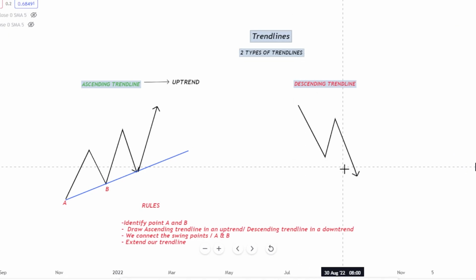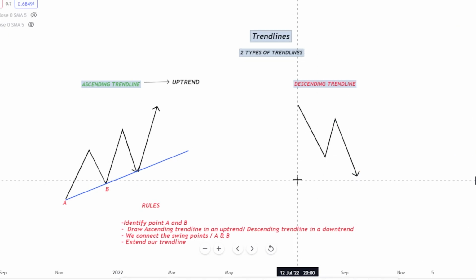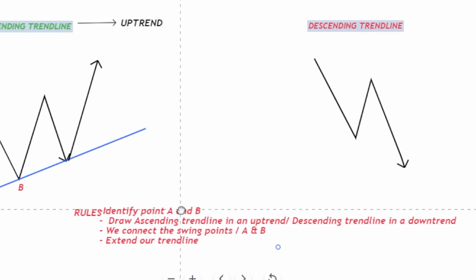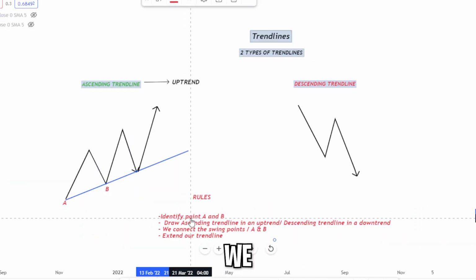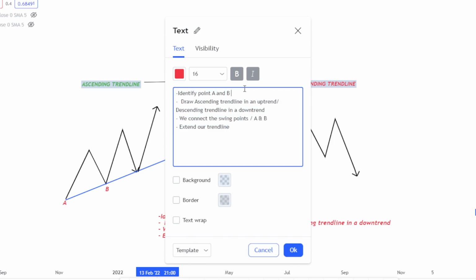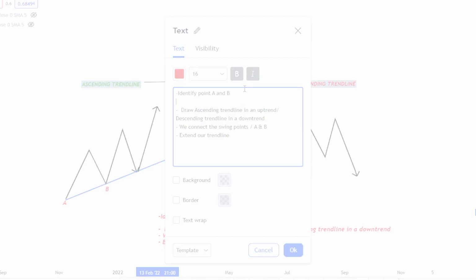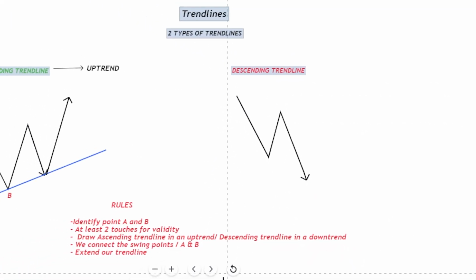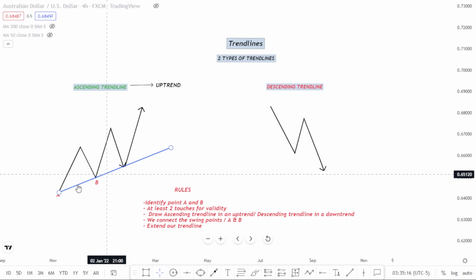So what you'll find now with a downtrend, guys, right? Remember, we identify the swing points, and let's add something more to our rules. We need at least 2 touches for our trend line to be valid. So basically we have our first point here. This is our first lower high, and we'll call that point A.